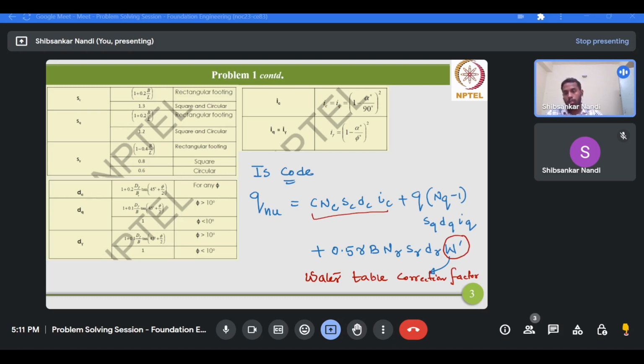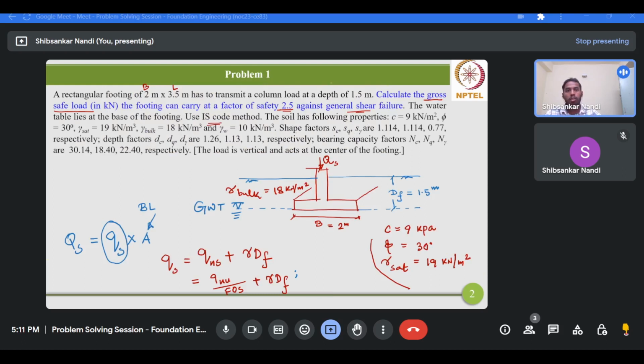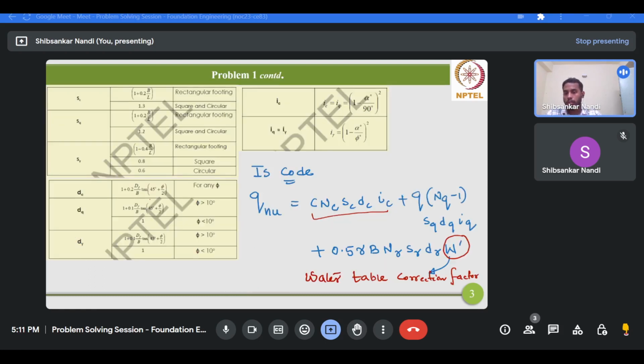Likewise, you can determine the depth factors if you know the depth of the foundation, the width of the foundation, and the angle of internal friction of the underlying soil mass. In this case, the depth of the foundation is 1.5 meter, the width of the footing is 2 meter, and the angle of internal friction of the given soil is 30 degree. Utilizing this information, you can also determine the Dc, Dq, and D gamma values.